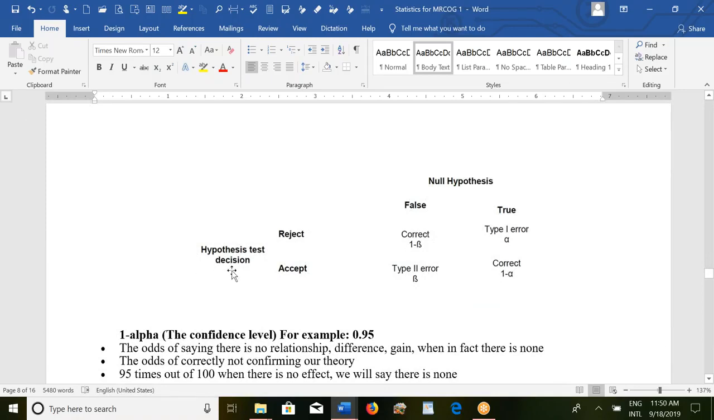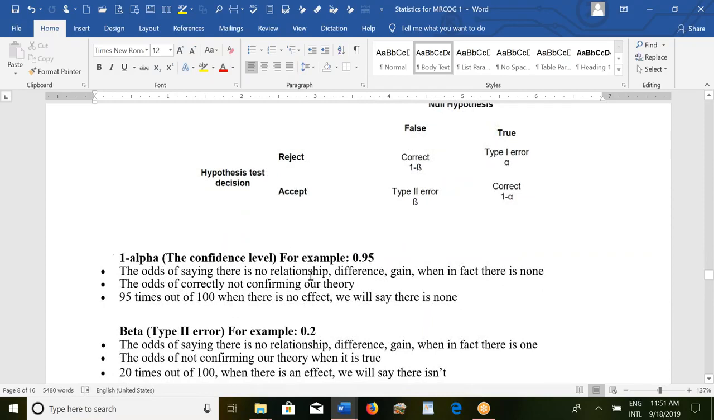So there are two possible hypothesis test decisions: either we reject the null or we accept it. The null hypothesis means that there is no difference between the groups. When it is false, it can be false or it can be true. In the type 1 error, you are rejecting it when it was correct. And in type 2 error or the beta error, you have failed to reject the null hypothesis when it was wrong. The correct decision would have been 1 minus alpha. That's how you are going to interpret the results.